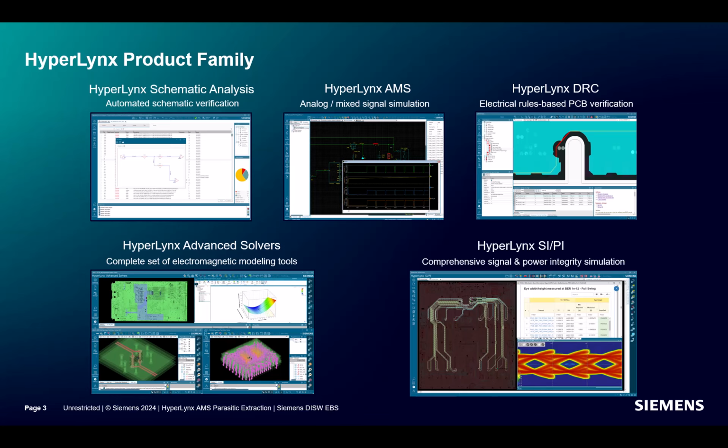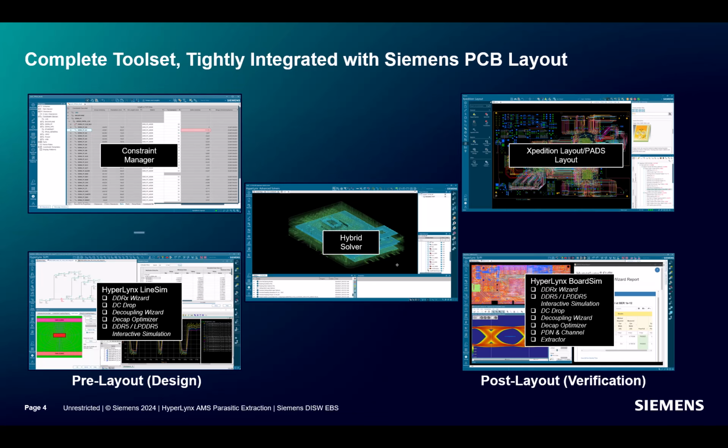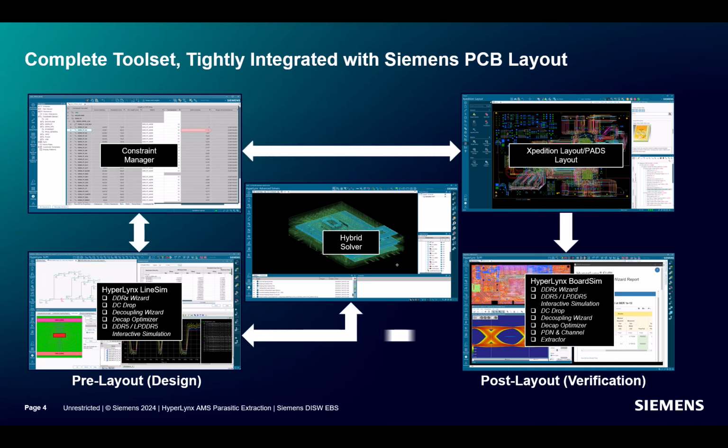Hyperlinks SI and PI, which share a common user interface. Hyperlinks SI performs signal integrity analysis of DDR interfaces, SerDes-based serial channels, and general-purpose high-speed design. Hyperlinks PI performs DC and AC analysis of PCB power delivery networks, or PDNs. Hyperlinks is tightly integrated with Siemens' family of PCB design capture and layout tools.